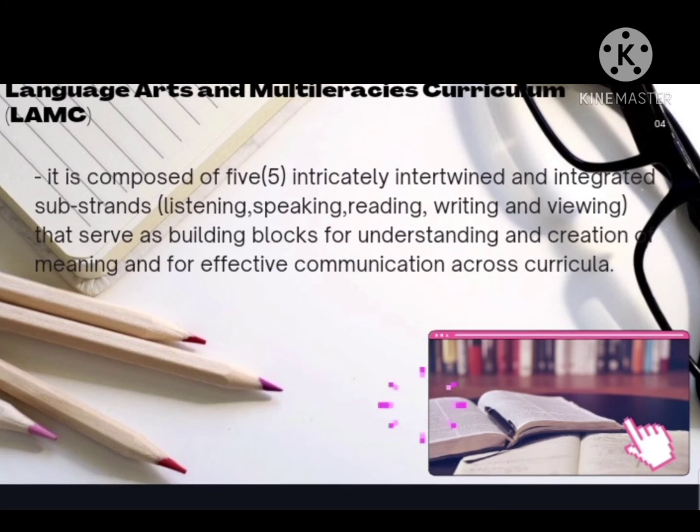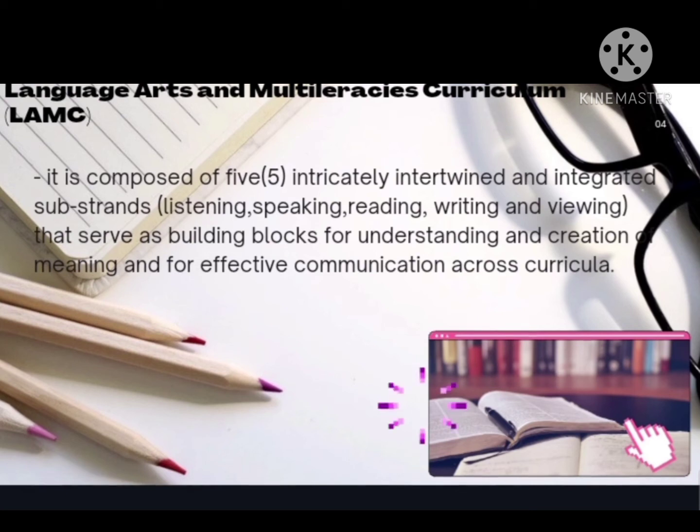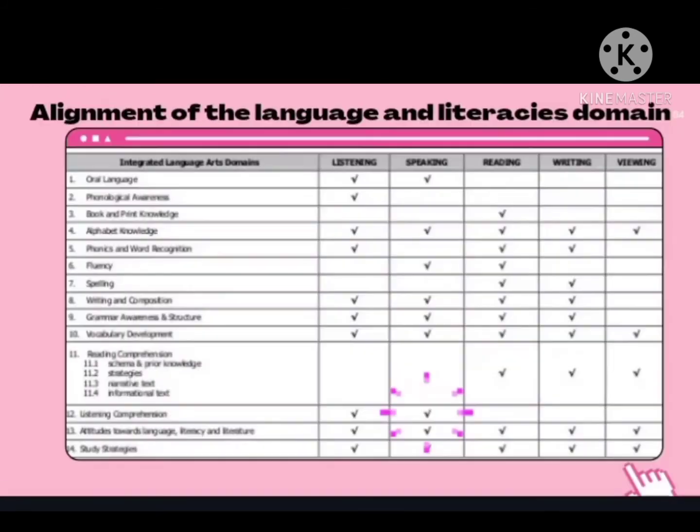This is not inconsistent with the proposed 5 substrands of the Language Arts and Multiliteracies Curriculum, or LAMC, but fleshes out the areas that children need to learn and that teachers need to teach in greater detail. So the next slide is the matrix that presents the spread and alignment of the language and literacy domains with the 5 substrands. As we can see in the matrix, the 5 domains are listening, speaking, reading, writing, and viewing.